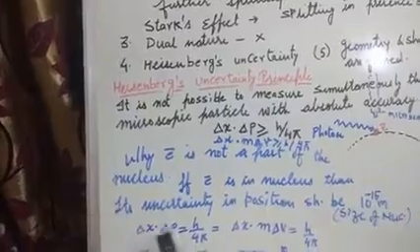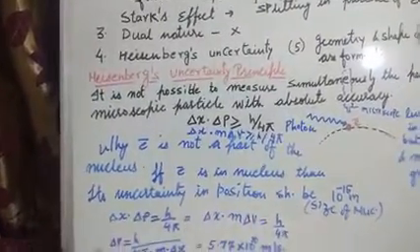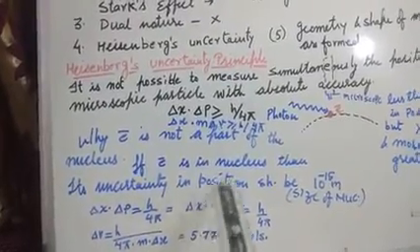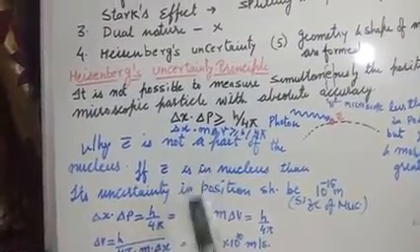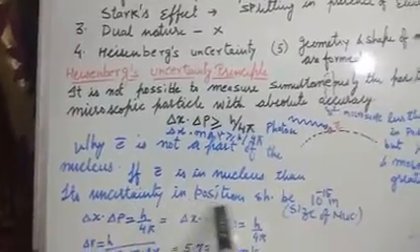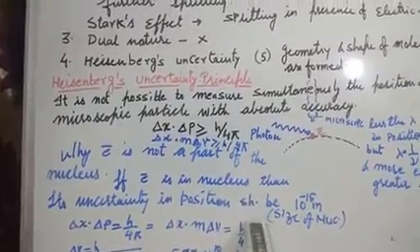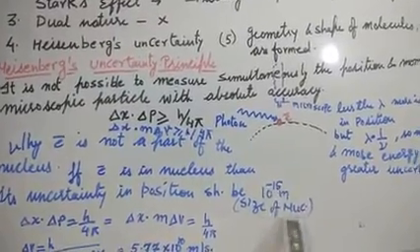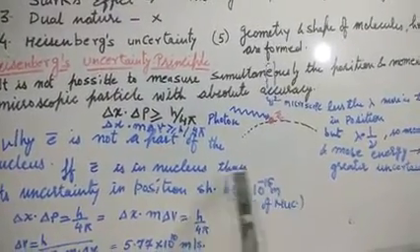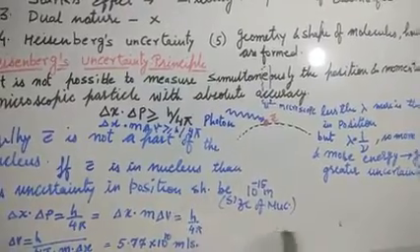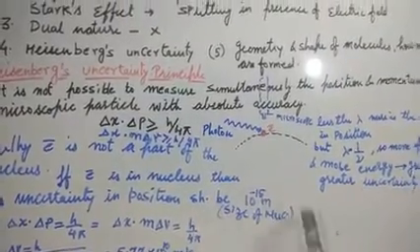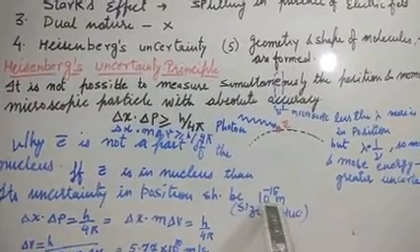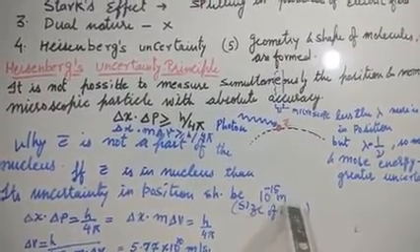Suppose we assume that the electron is present inside the nucleus, then its uncertainty in position should be taken as 10 raised to the power minus 15. That is the diameter of the nucleus. So if the electron is present in the nucleus, its position will be somewhere within the diameter of 10 raised to the power minus 15 meters.